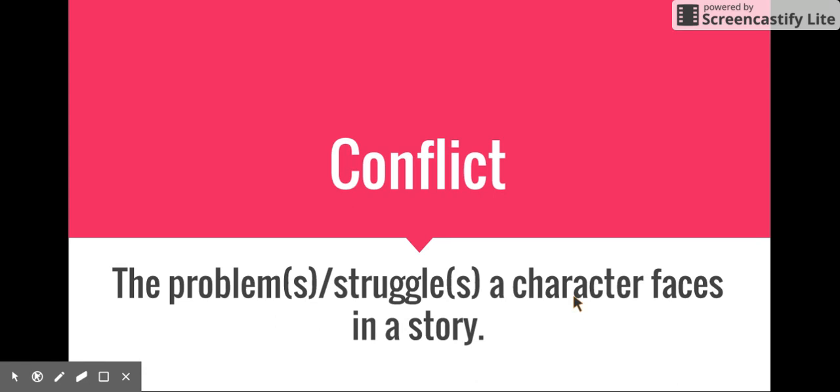So conflict is the problem or struggle that a character faces in a story. And you'll notice I put an S in parentheses after problem or struggle, because oftentimes in stories, especially longer ones, we have many, many problems or struggles. And the trick ultimately when we talk about the conflict of a story is thinking about the overarching one. Which one guides the whole plot and guides the little ones that even occur within that main one. So I know that that's a little confusing perhaps, but that's why we're going to work on it.